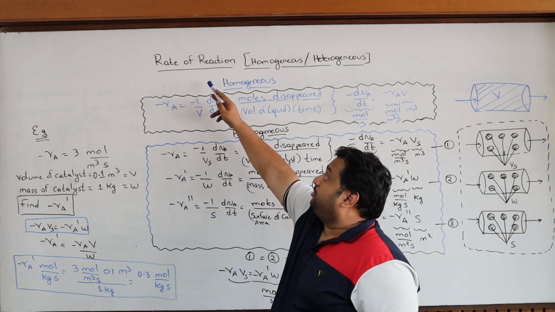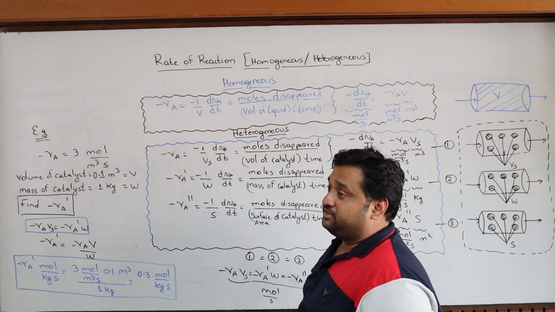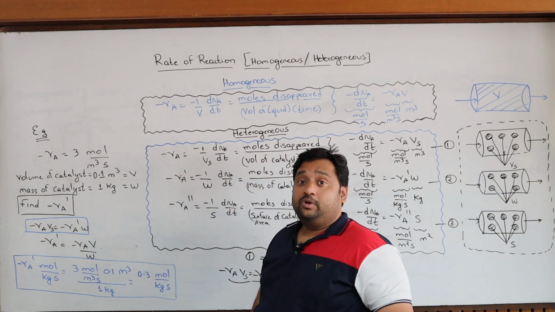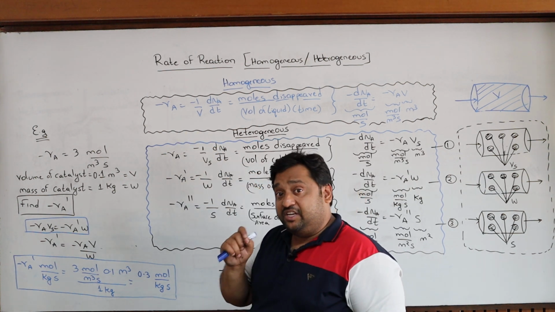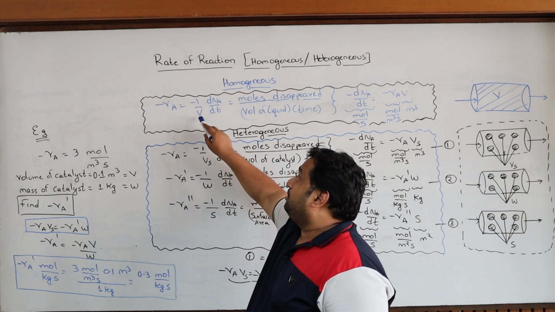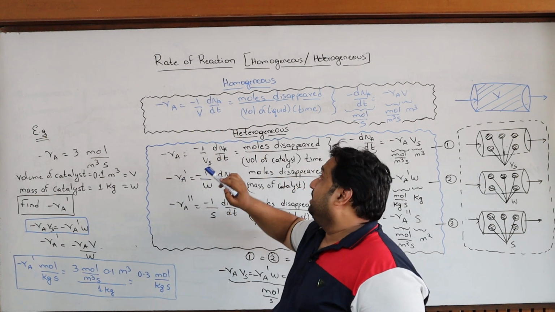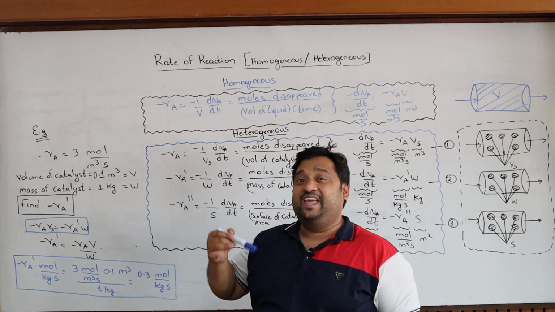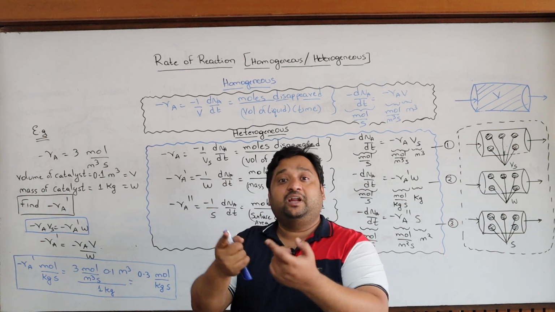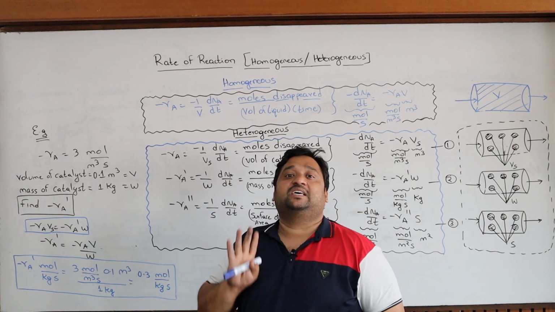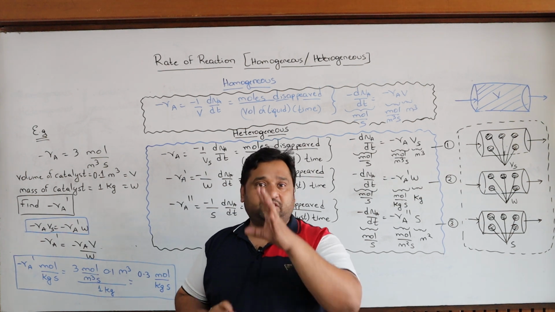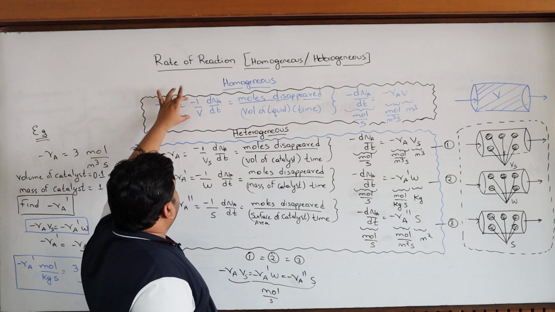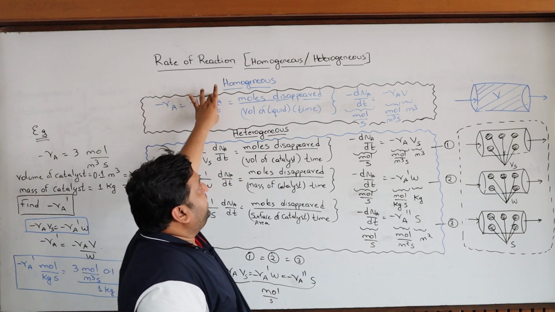So, if you see the rate of reaction for homogeneous and heterogeneous systems, in our last lecture we discussed how to put the rate expression. The definition of the rate expression is minus 1 by V into dNA by dt. That means how many moles of reactant A disappeared in a particular volume of the liquid every second. That is the definition of the rate. So, minus Ra is equal to minus 1 by V into dNA by dt.